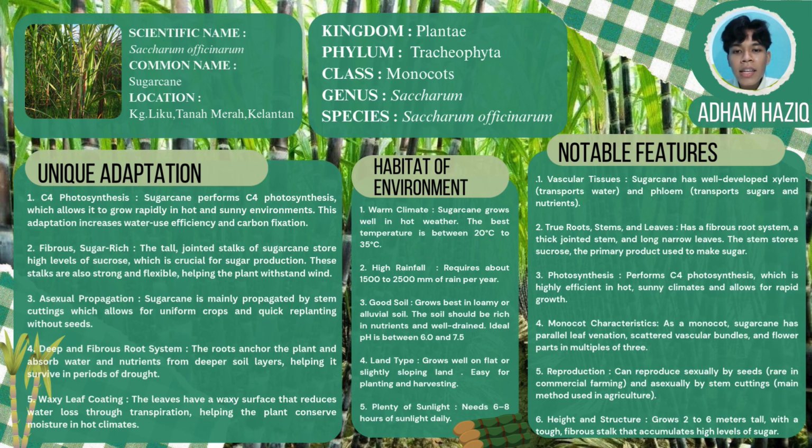Next point is asexual propagation. The next point is deep and fibrous root system. Last point is sugarcane has a waxy leaf coating.